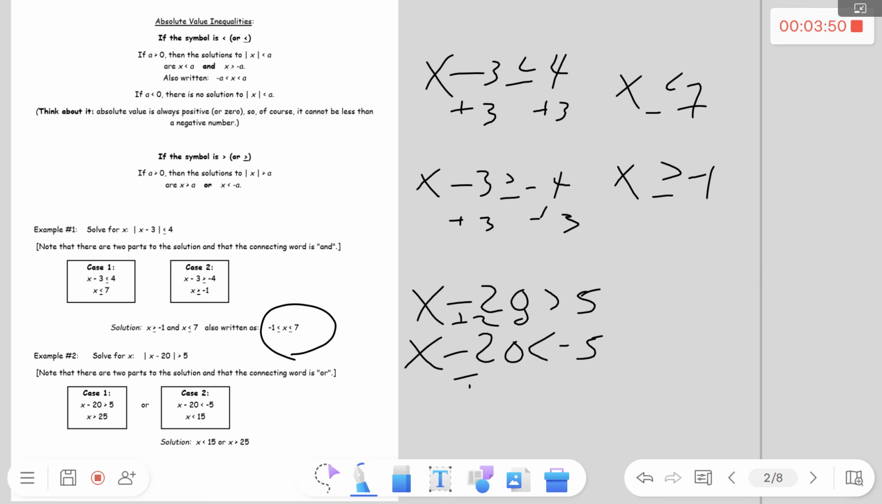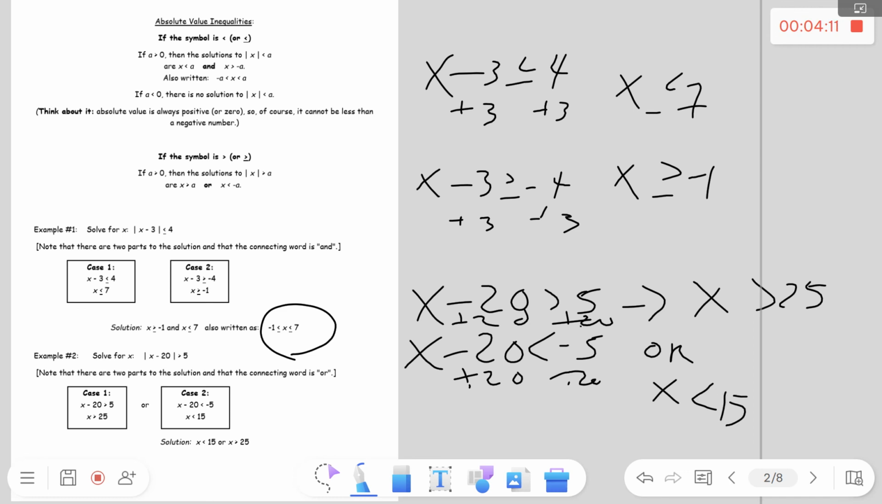Again, you can solve them separately. I did them right on top of each other. It's not the end of the world. You're going to end up with x here, so it's 20 plus 20 here, plus 20 here. You're going to end up with x is greater than 25, or x is going to be less than 15. Oops, 15. Which you get right here at the bottom as well.